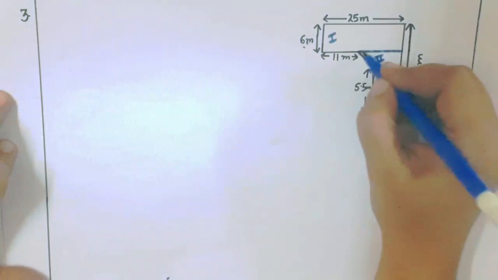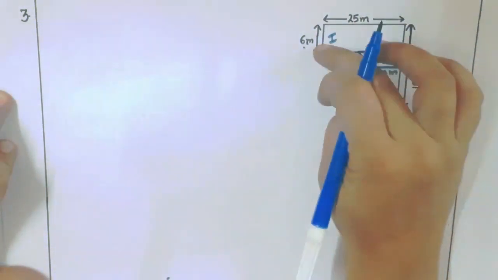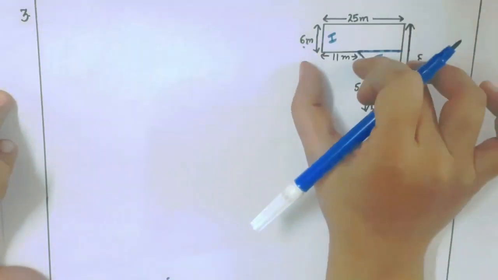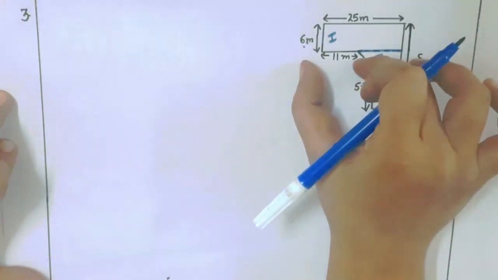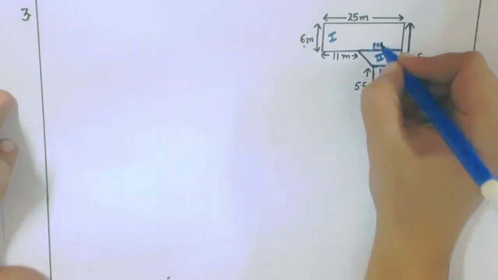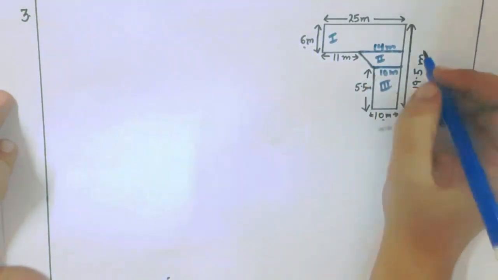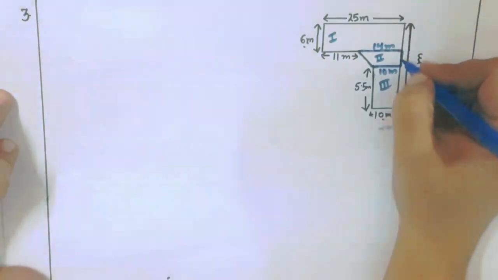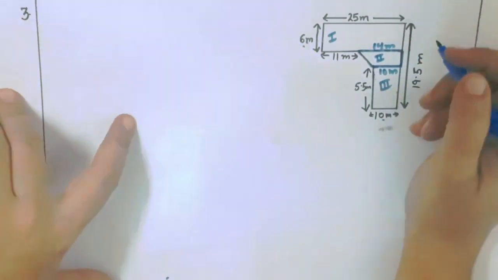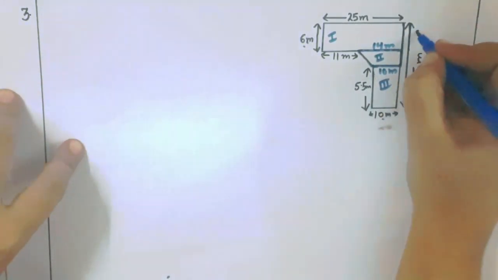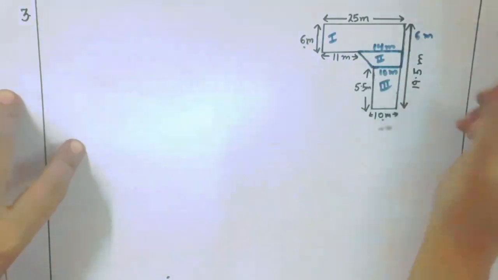Now we have to find out this parallel side. Now the whole length of this rectangle is 25. 25 minus 11 is equal to 14 meter. And the second parallel side is 14 meter. And now we have to find out the height of trapezium. Now look at this. This one is 6 meter. It is given in the question.